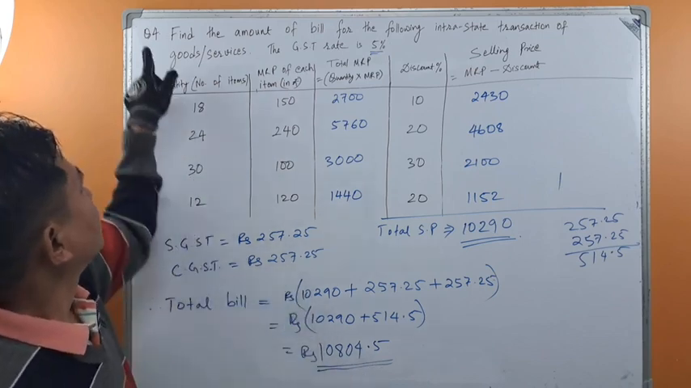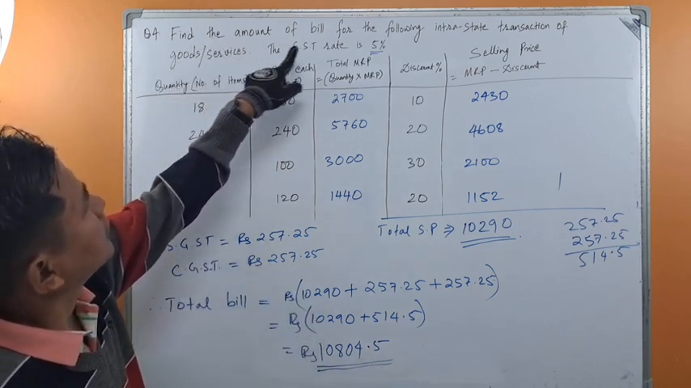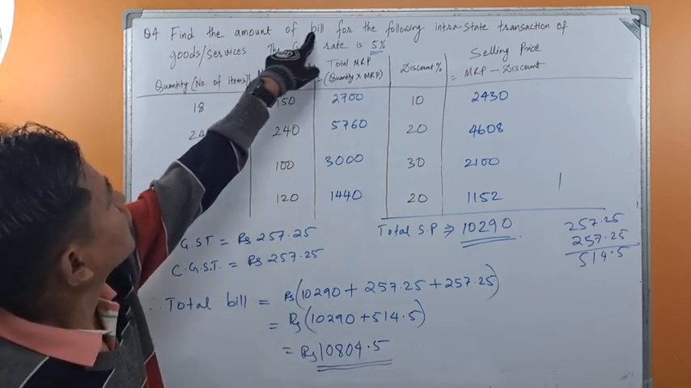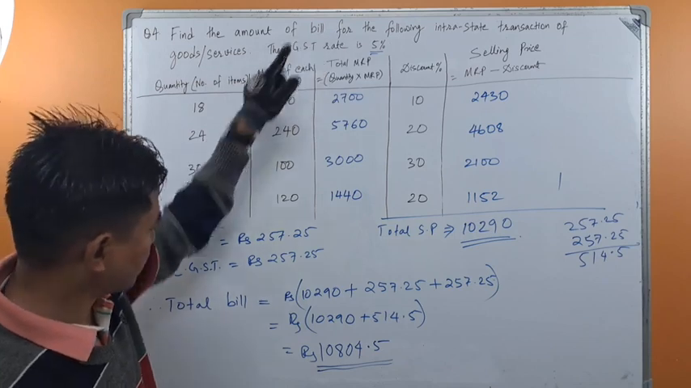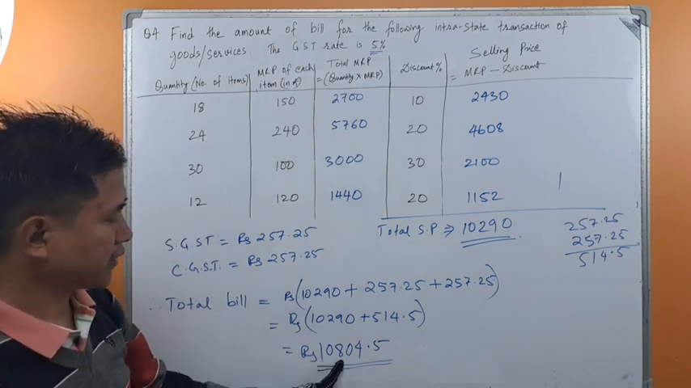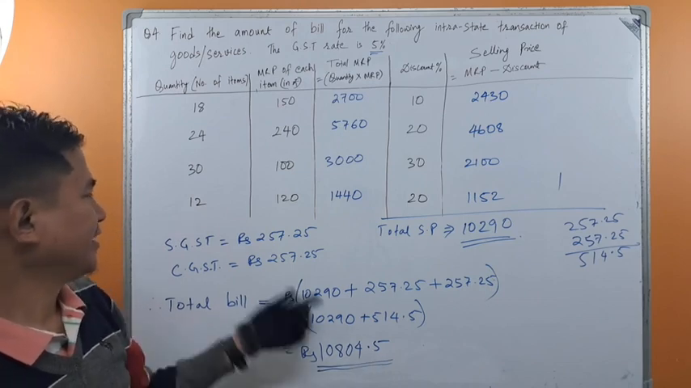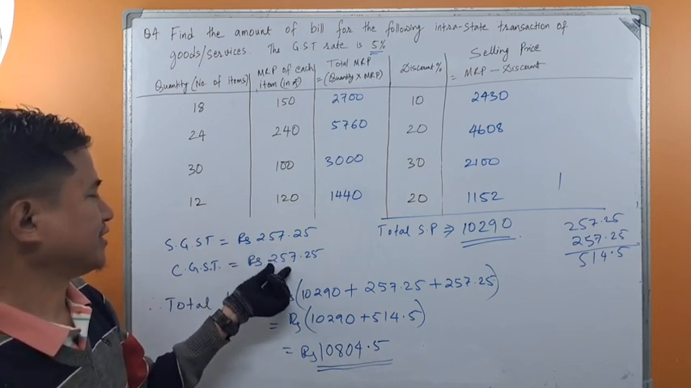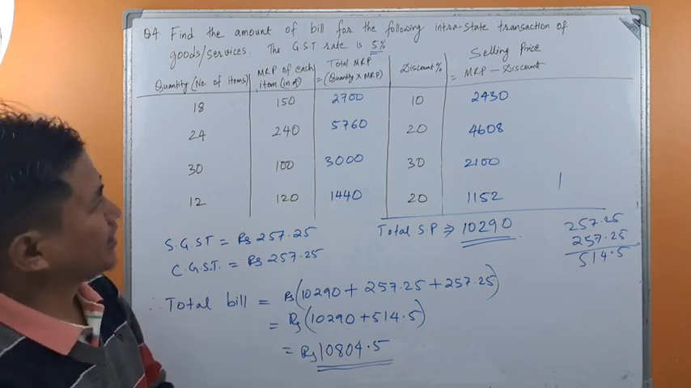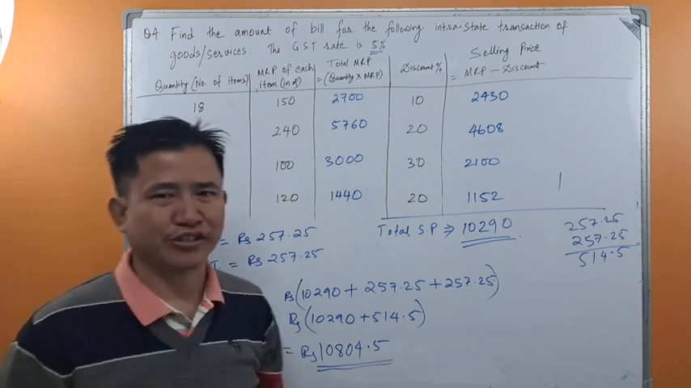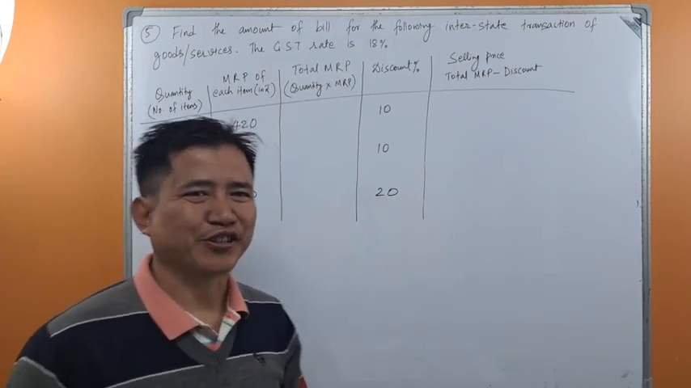Okay, we were asked to find the amount of bill. The amount of bill will be 10,804 rupees and 50 paise. These two are the state GST and central GST. Okay, I hope you got this. Now let us do the next question, question number 5.